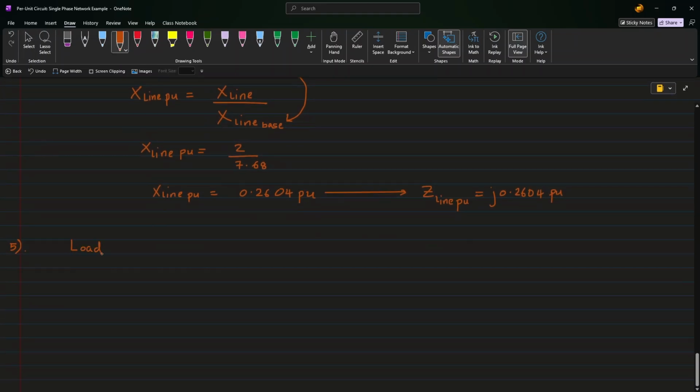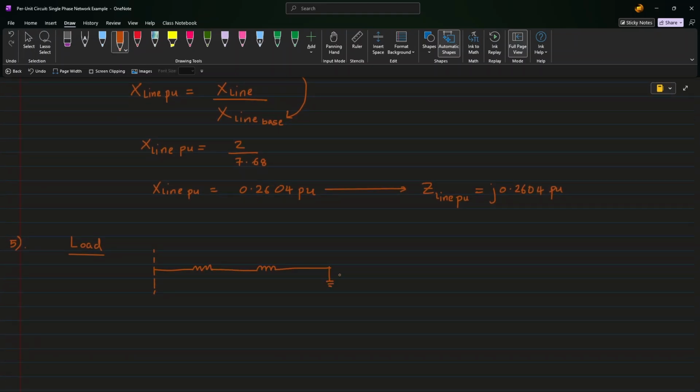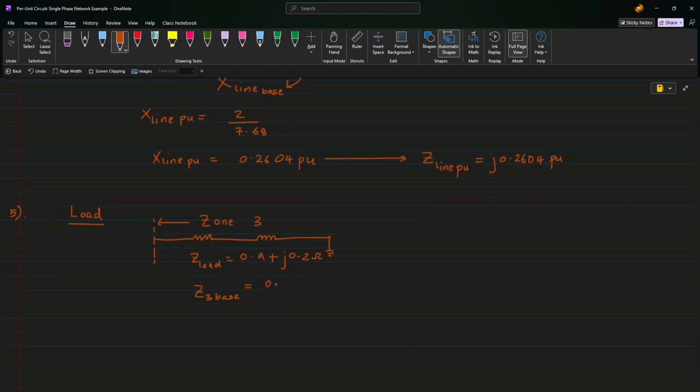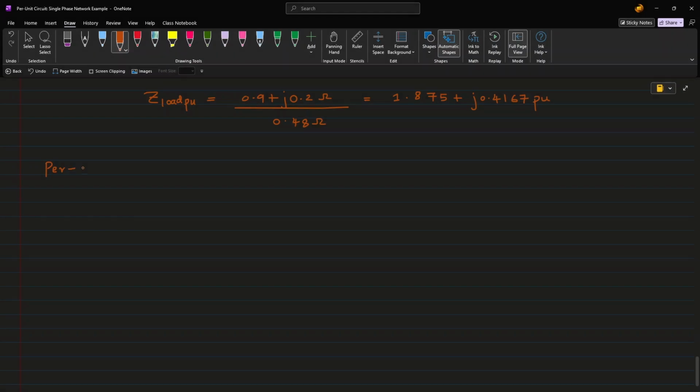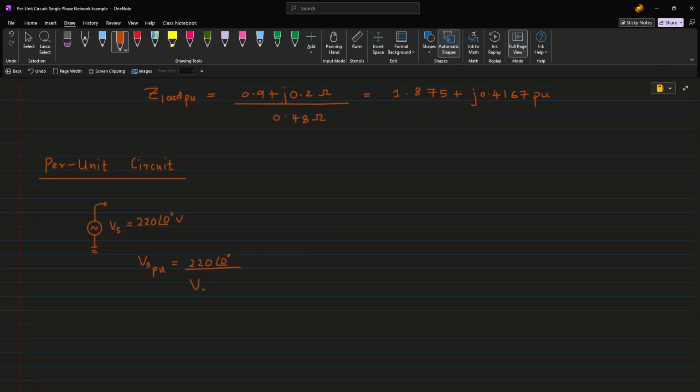Finally, we have the load which is present in zone 3. Just like we did with the transmission line, we can use in this case zone 3's base impedance to find the per unit impedance of the load like this. Now, using the calculations we did thus far, we can draw the per unit circuit. First, we have the generator. We can find the per unit voltage of the generator using the base voltage of zone 1.